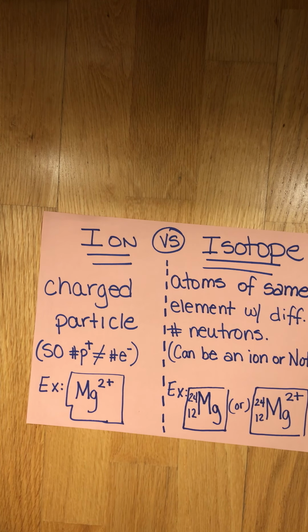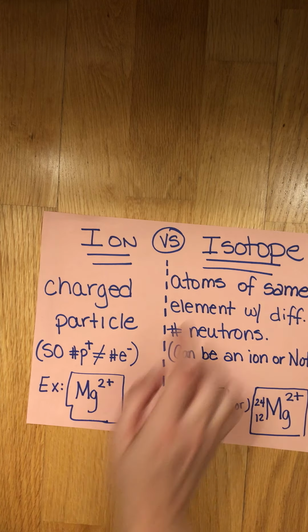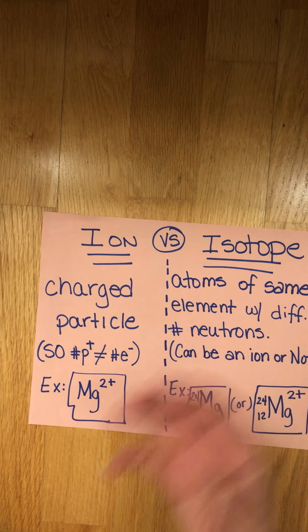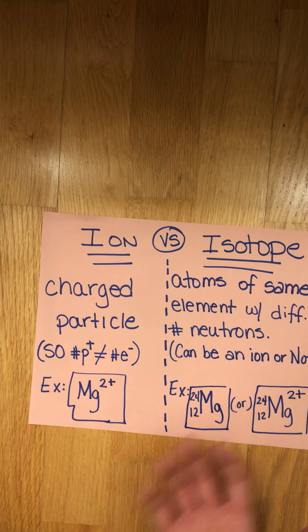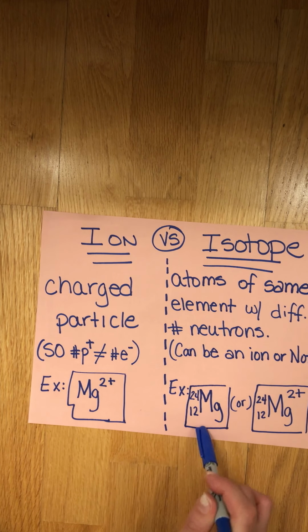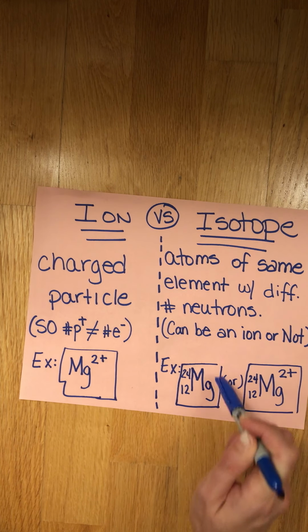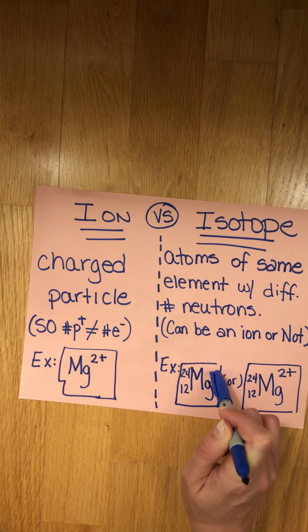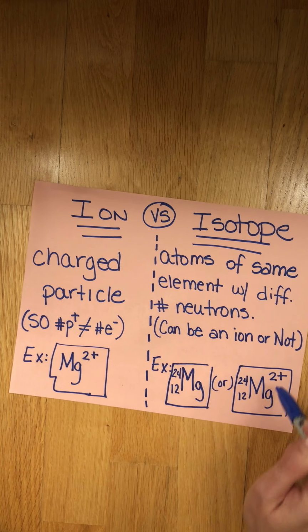But the thing is that isotopes are atoms, right? So they're atoms of the same element. And so your isotope can gain or lose electrons. It doesn't really have anything to do with what isotopes are. It's just another thing happening in that atom. So you can see here in this instance, this magnesium is not charged. There's no ion notation over here, whereas this one is charged.